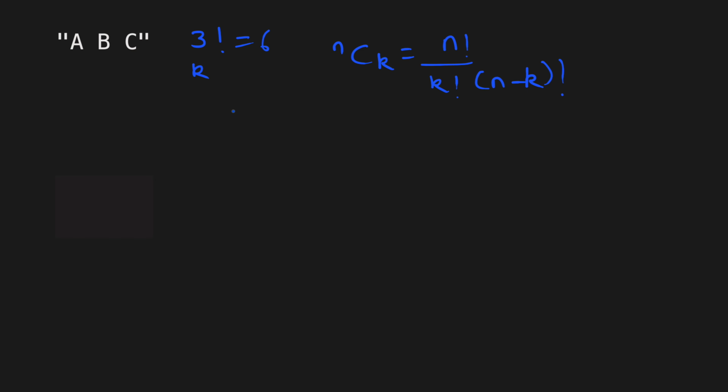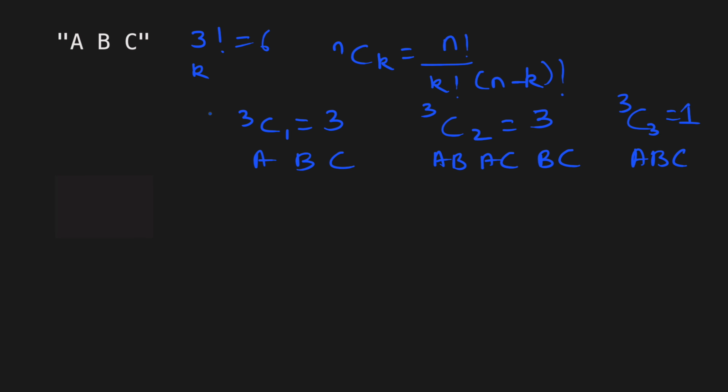For example, we can create subsets of size 1 in 3C1 or 3 ways, which are A, B and C, and subsets of size 2 in 3C2 ways, which is equal to 3 factorial divided by 2 factorial, which is equal to 3 itself, and those will be AB, AC and BC. And we can create a subset of size 3 in 3C3 ways, which is equal to 1, and the characters will be ABC.